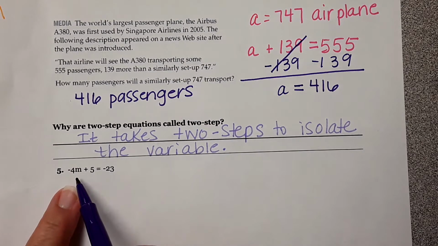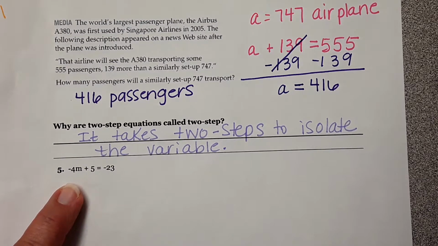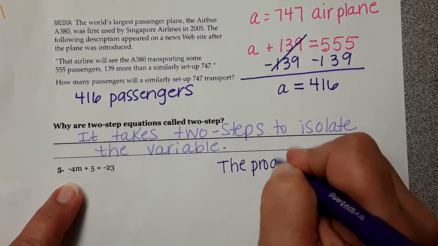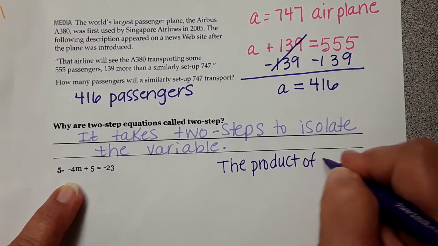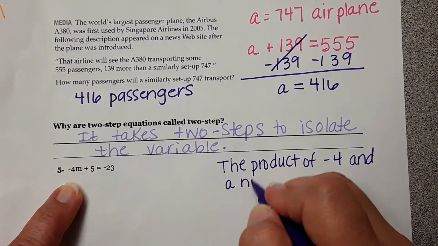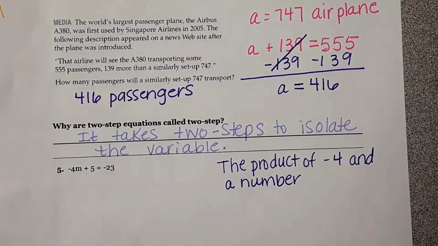Let's start with just the negative 4m. What does that mean? Negative 4 times m. So let's think, is there a way that we could write negative 4m without using the word times? The product of negative 4 and m. The product of negative 4 and, not m, a number. What can we use instead of add or plus? What's another word that we use maybe in number 1?